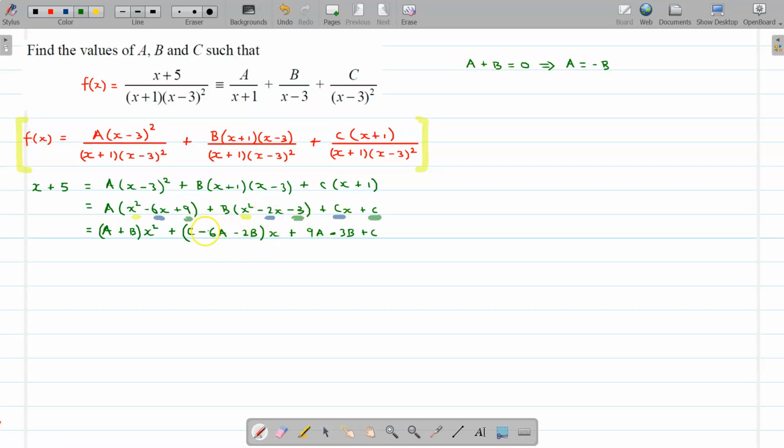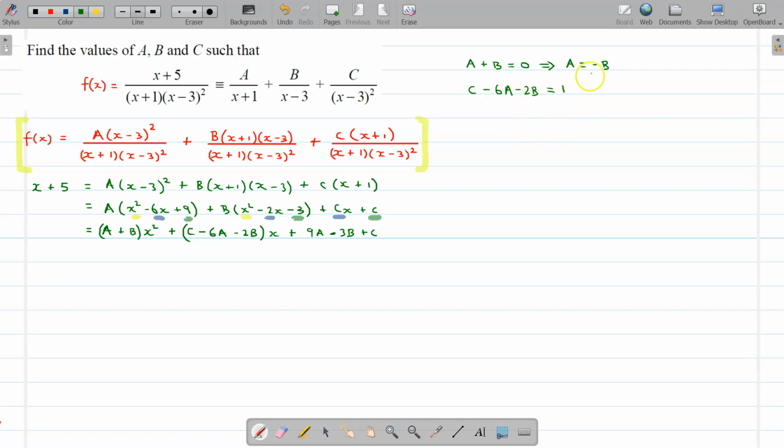Now, let's look at the x term. I've got c minus 6a minus 2b equals... no, sorry, equals 1, because the x term has a coefficient of 1. So I need to say that c minus 6a minus 2b equals 1, because it's 1x plus 5.